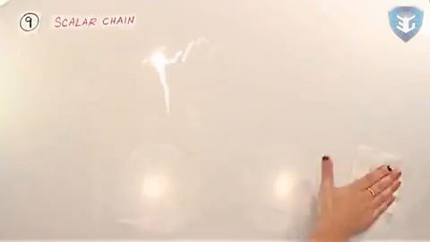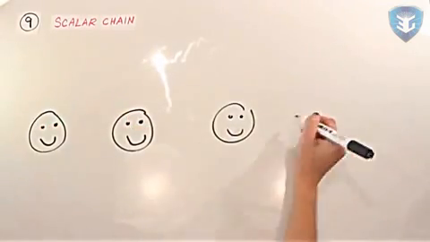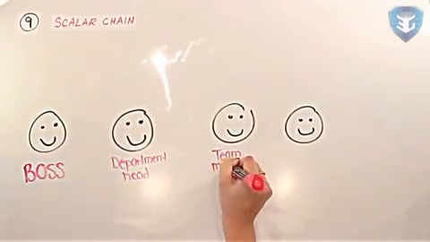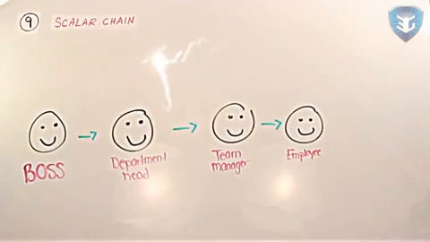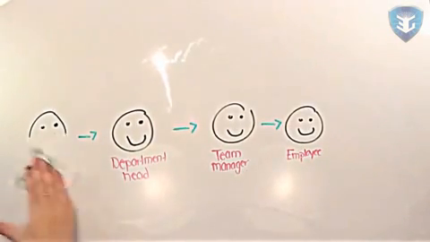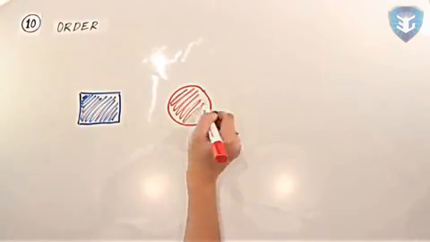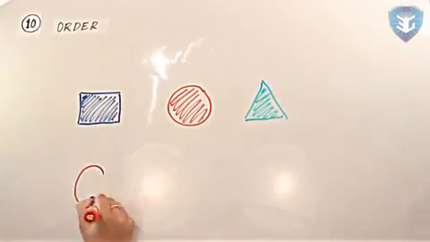His ninth principle is the scalar chain. The chain of command must remain clear. Everyone should know who they report to and who reports to them. His tenth principle is order. Everything belongs somewhere, so it should remain there whenever possible.